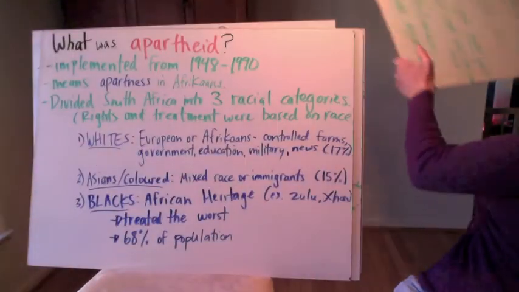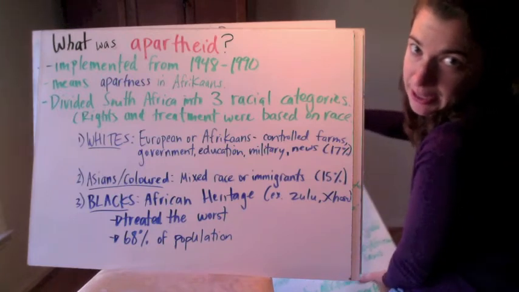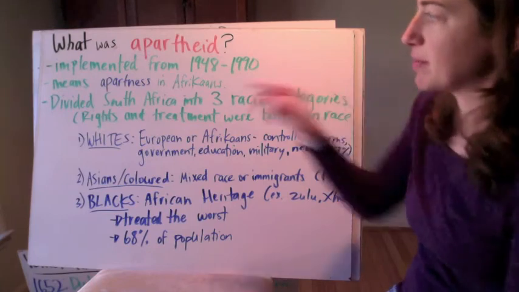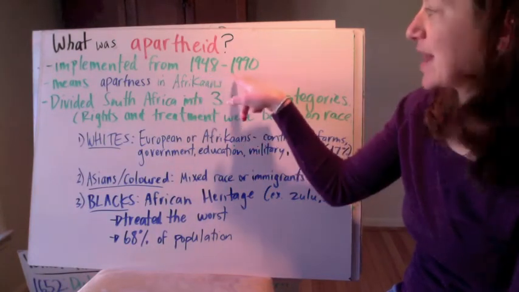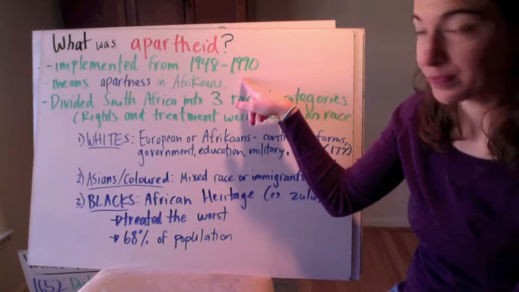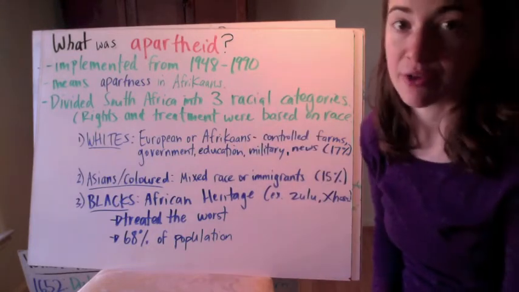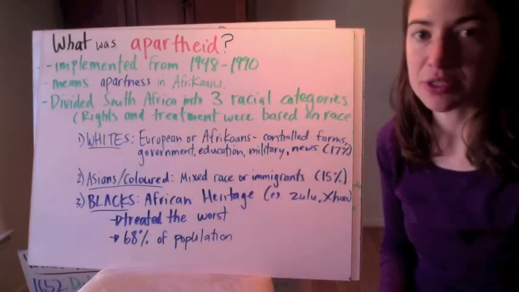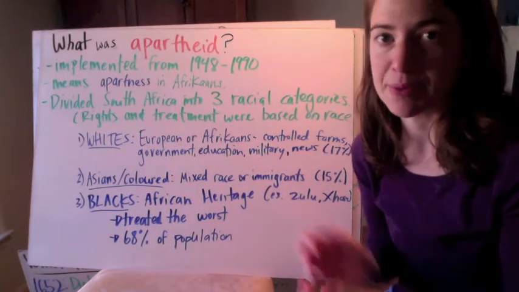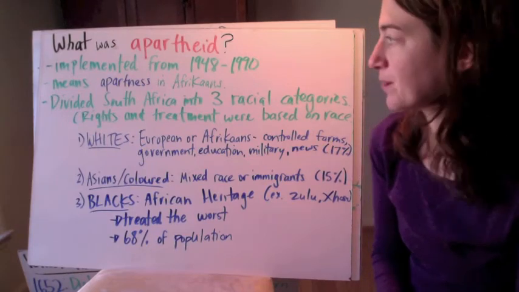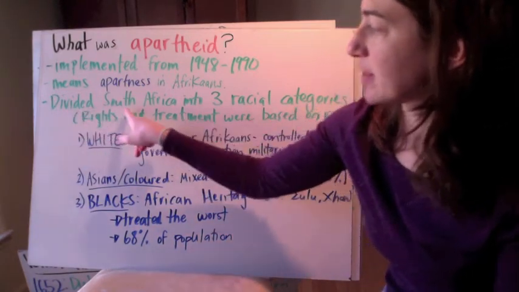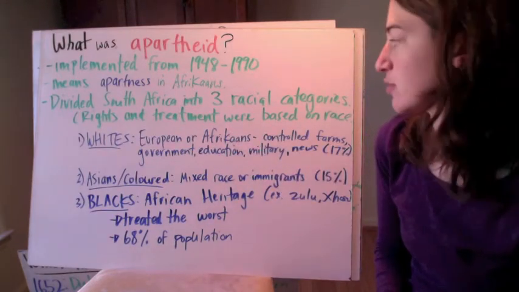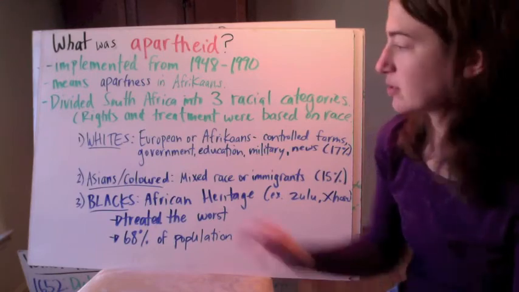So now you might be asking, well, what exactly is apartheid? Okay, so apartheid, as we previously stated, began in 1948 and it lasted until 1990. So that's about 52 years of apartheid. The word literally means apartness in Afrikaans, which is the language of most of the people that were in power during apartheid. And it essentially divided South Africa into three racial categories. And your rights and your treatment were based on your race. So here are the three categories.